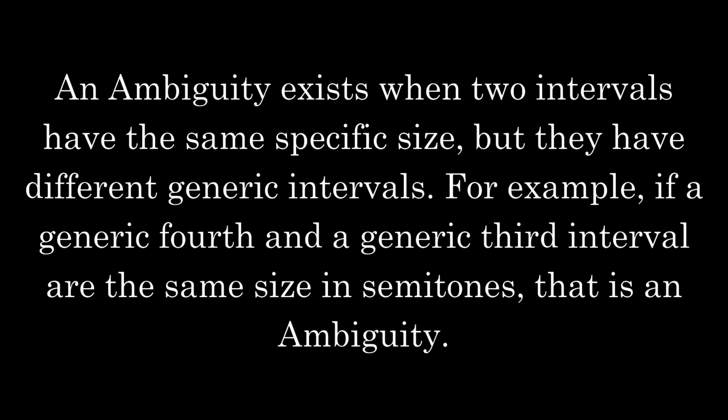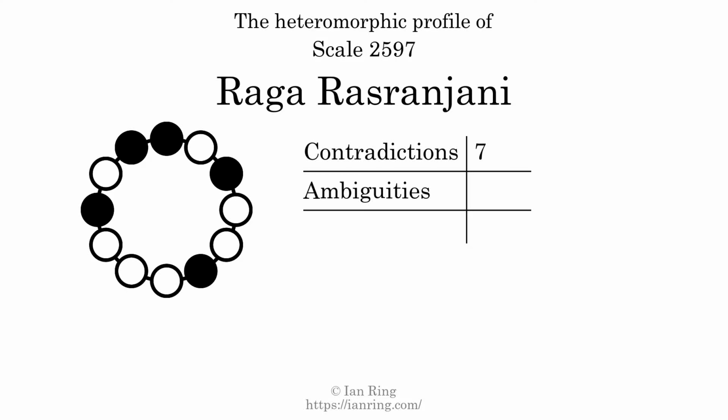The number of contradictions in this scale is 7. An ambiguity exists when 2 intervals have the same specific size, but they have different generic intervals. For example, if a generic fourth and a generic third interval are the same size in semitones, that is an ambiguity. The number of ambiguities in this scale is 7.